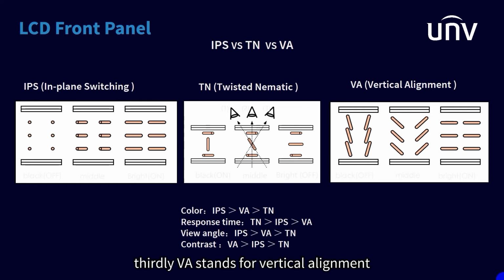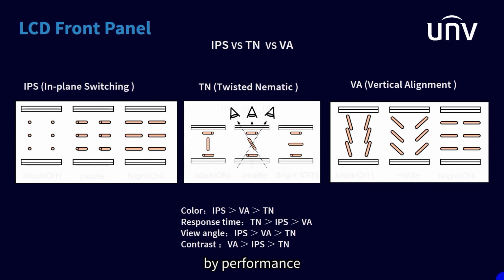Thirdly, VA stands for vertical alignment. As the name suggests, this technology uses vertically aligned liquid crystals that tilt when a voltage is applied to let light pass through. This is the key difference between IPS and VA. With VA, the crystals are perpendicular to the substrates, while with IPS they are parallel. VA screen is also the soft screen. It is characterized by high contrast. For example, black and white in the display are pure, and there is no light leakage problem. And the main shortcoming of VA screen is the longer response time than others.